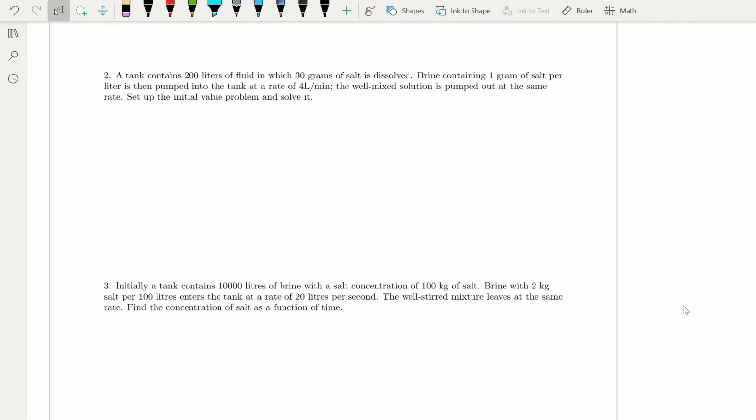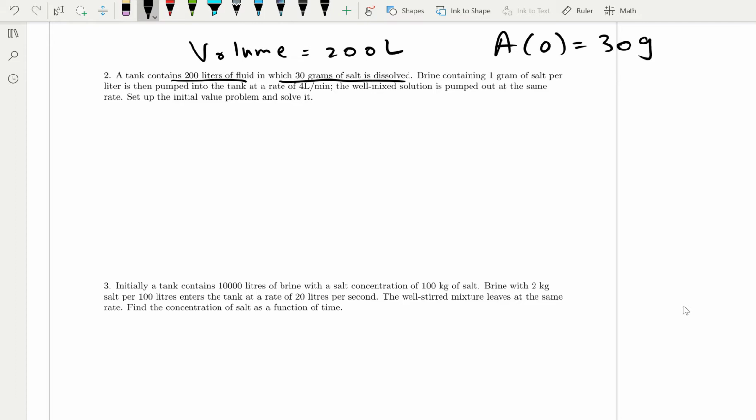So question 2: a tank contains 200 liters of fluid in which 30 grams of salt is dissolved. What does that mean? Well, 200 liters is the amount of fluid, the volume. We need volume to find the concentration, so that's important. In which 30 grams of salt is dissolved. So initially you have 30 grams of salt in the tank. That's the initial amount of salt.